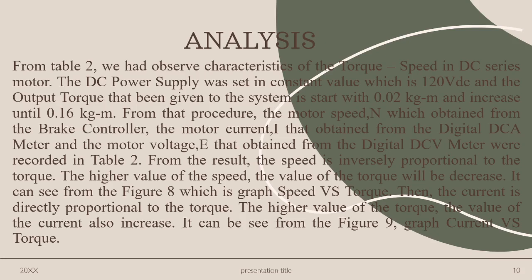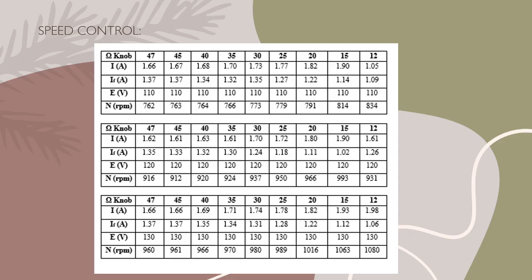From the result, the speed is inversely proportional to the torque. The higher the value of the speed, the lower the value of the torque. It can be seen from the figure, the graph of speed versus torque. Then the current is directly proportional to the torque. The higher the value of the torque, the higher the value of the current. It can be seen from the figure, the graph of current versus torque.